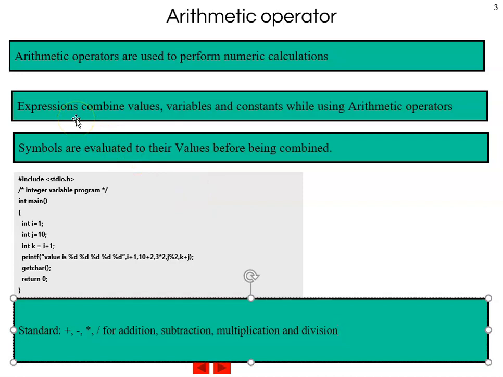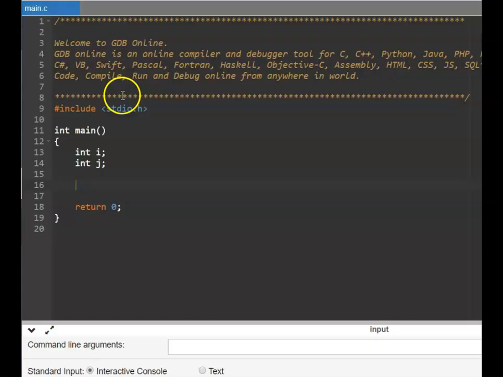So arithmetic operators help us write expressions, right? Where you can combine values, variables and constants and evaluate them. The standard arithmetic operators are plus, minus, star and slash, which stand for addition, subtraction, multiplication and division. There is a special operator called the mod operator, which returns the remainder. So let's look at assignment and arithmetic operators together in action. Let's create a simple program to demonstrate it.